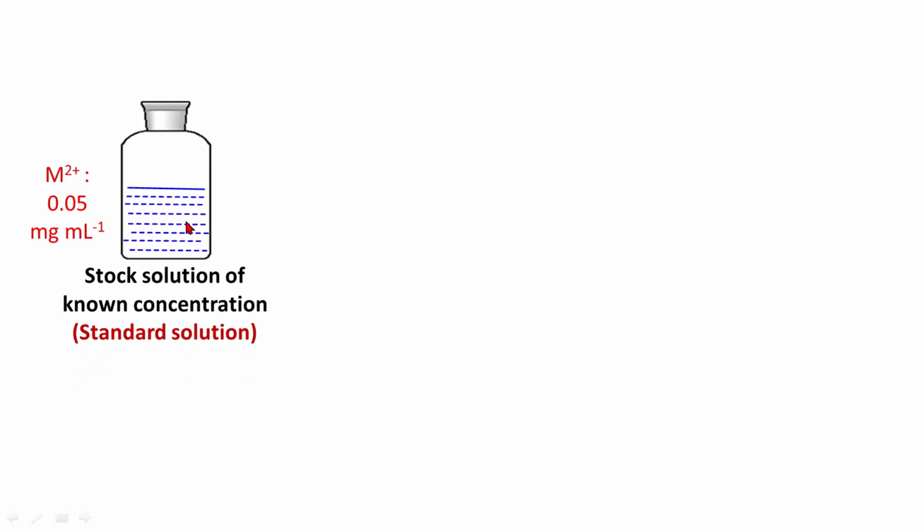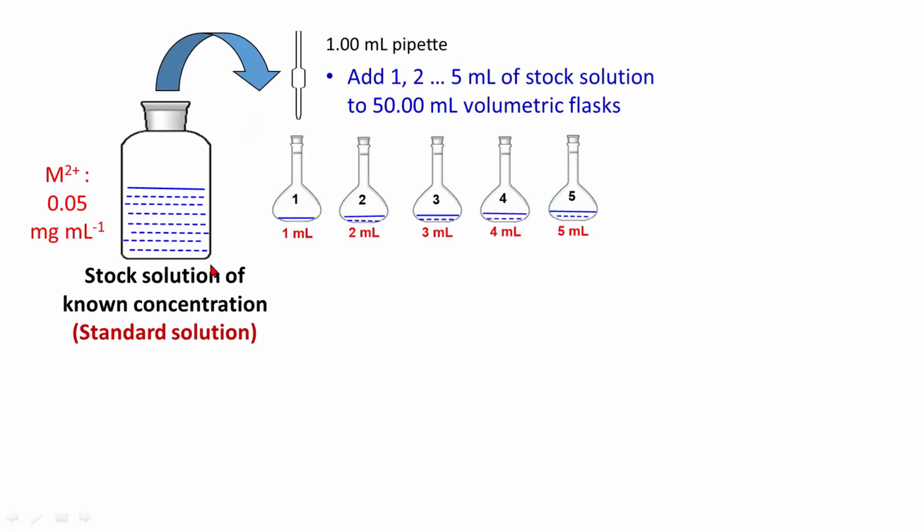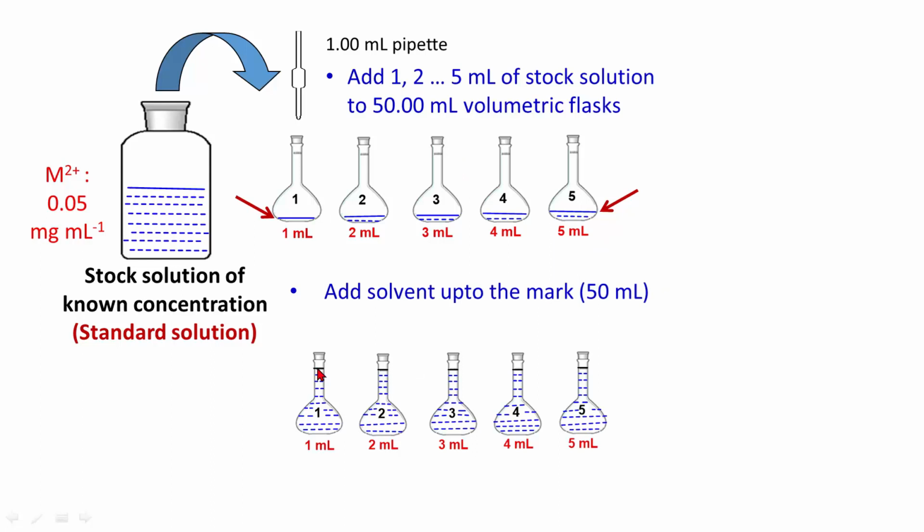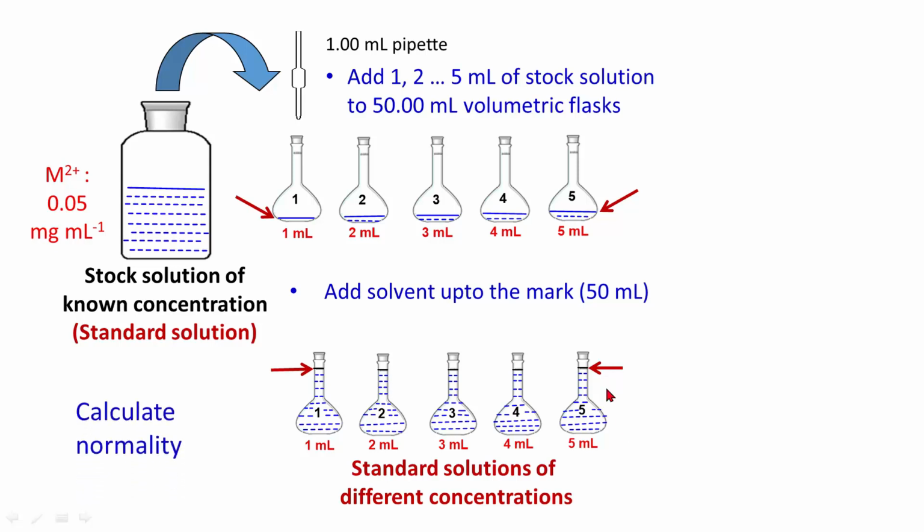Stock solution of known concentration is prepared. Transfer the stock solution, for example 1 ml, 2 ml, 3 ml, 4 ml, 5 ml, to the volumetric flasks. Add solvent up to the mark. These are the standard solutions of different concentrations. One can find normality of each solution.